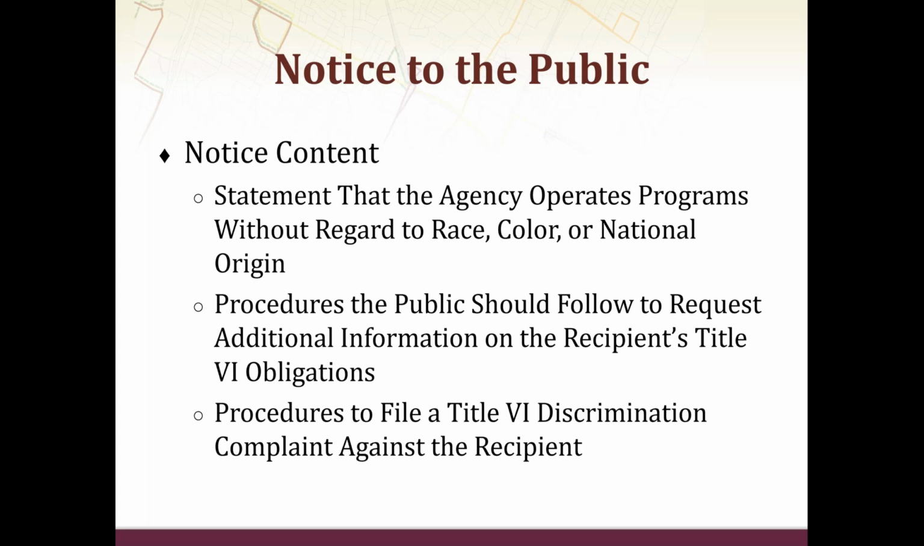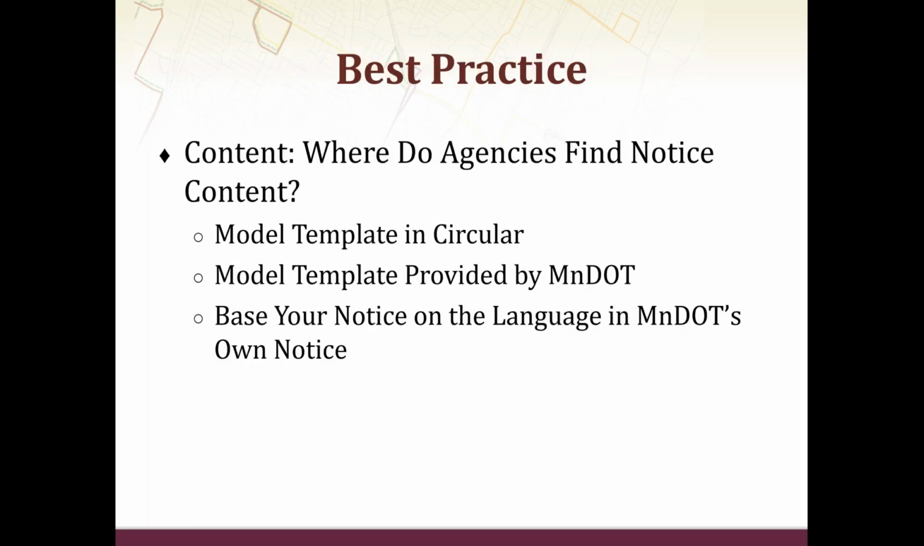And it should also include the procedures to file a Title VI discrimination complaint against the recipient. So those are the three things that are supposed to be in your Title VI public notice. So where does an agency find the notice content? Fortunately, you don't have to reinvent the wheel.